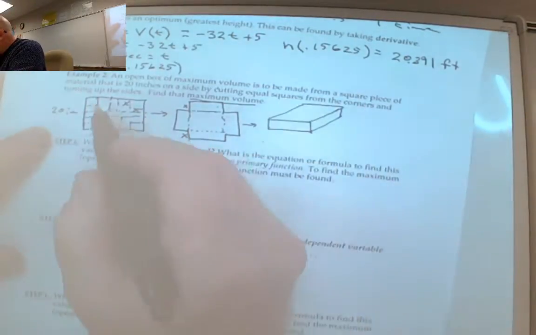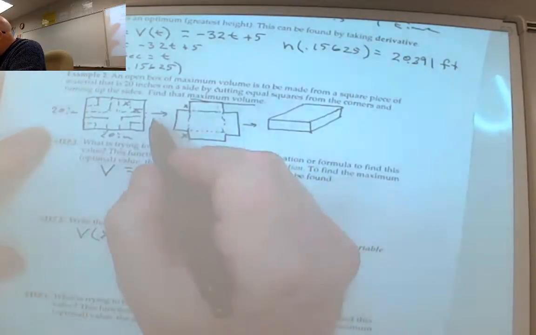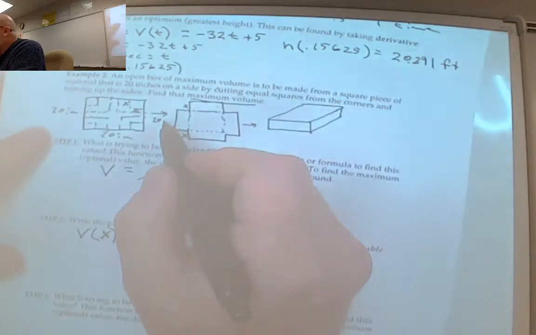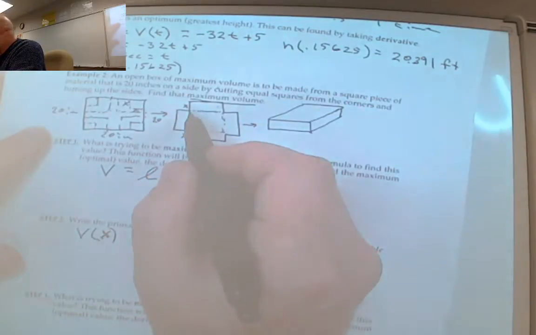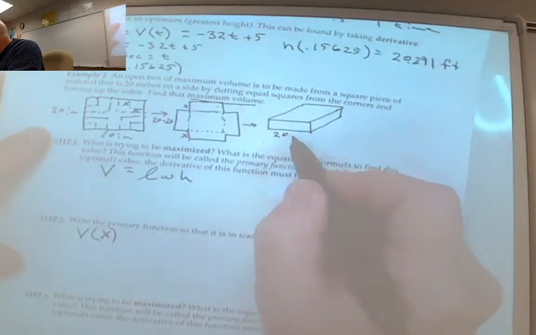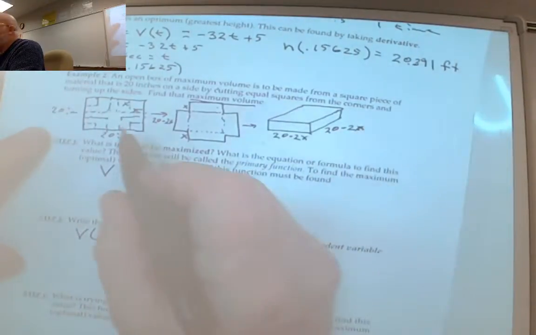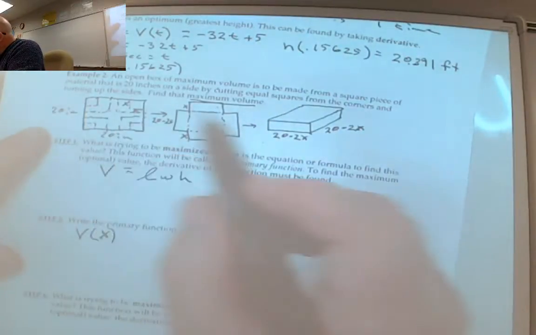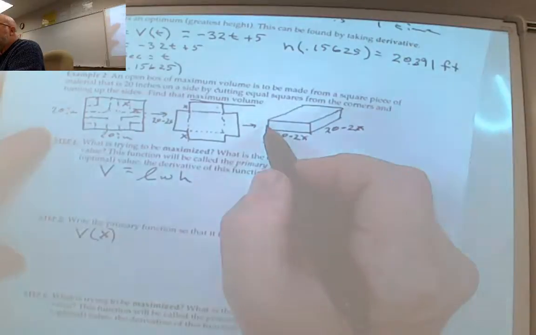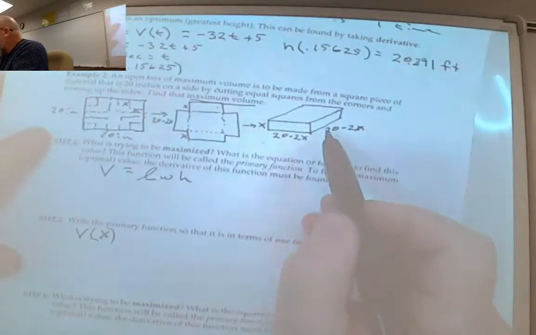It was 20, so what's this length right here? 20 minus what? I think I heard 20 minus, and then all of a sudden people got afraid. 2x, because I'm taking away 2 x's, right? Minus 2x. So in other words, this is 20 minus 2x. This also is 20 minus 2x because this shape was a square, correct? What is the height of this? What is it, Nick? X. So now this is my length, this is my width, this is my height.